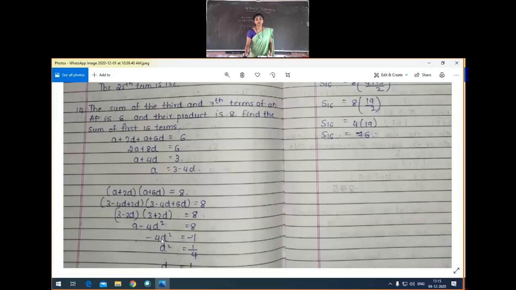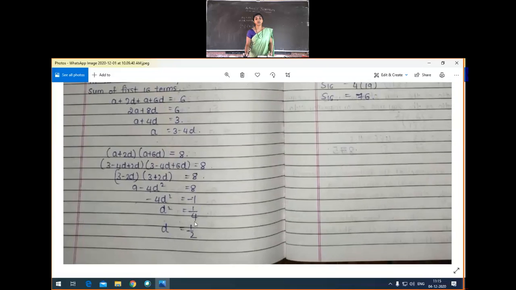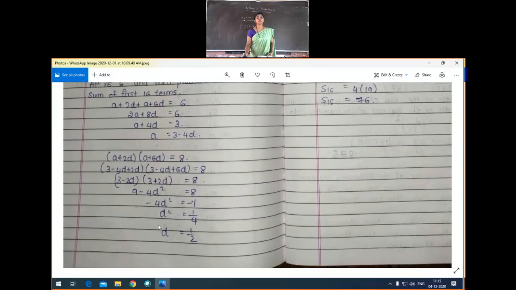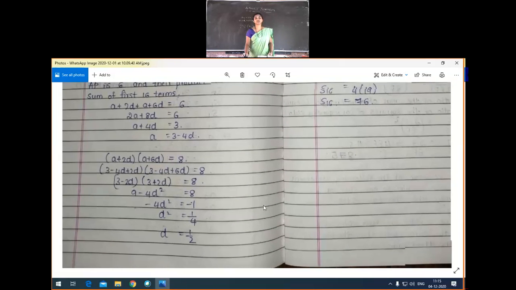Therefore, minus 4D square is equal to 8 minus 9, that is minus 1. Minus minus get cancelled. D square is equal to 1 by 4. D square is 1 by 4. What is the value of D? That is 1 by 2.